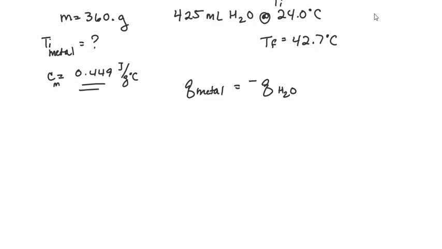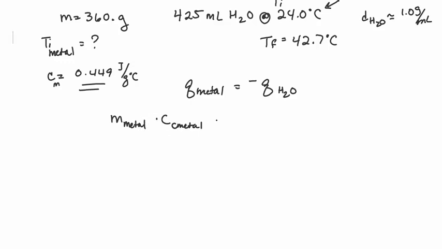Now we don't know the mass of the water, but the density of water is assumed to be 1.0 grams per milliliter. That's generally correct when you're looking at about room temperature. So we're going to go with 1 gram is 1 milliliter. Now I have the Q of the metal is equal to the negative Q of the water. So I can fill in my equation.